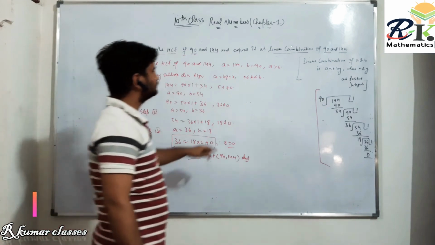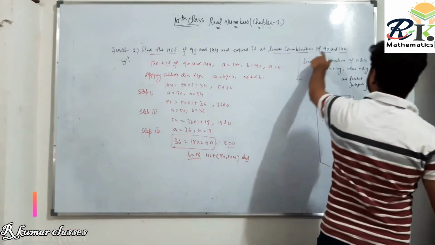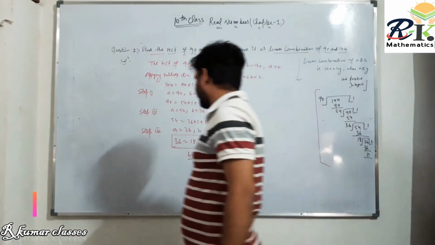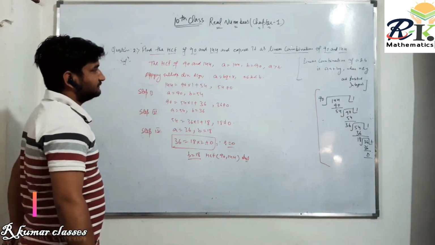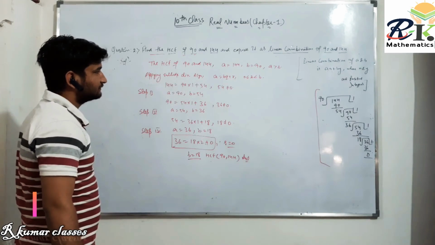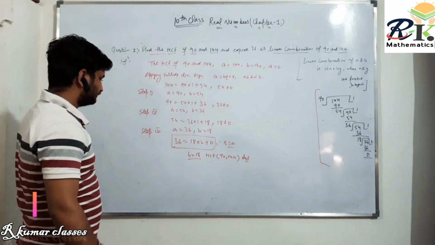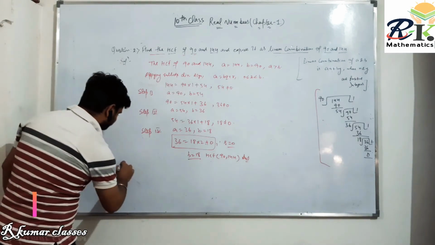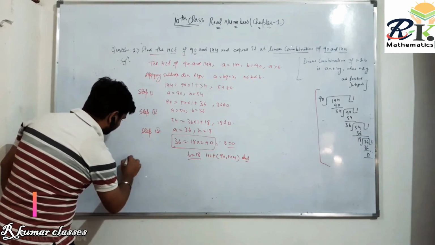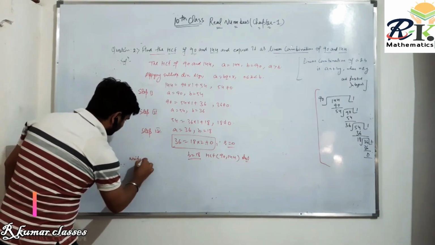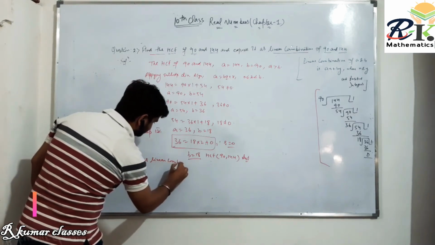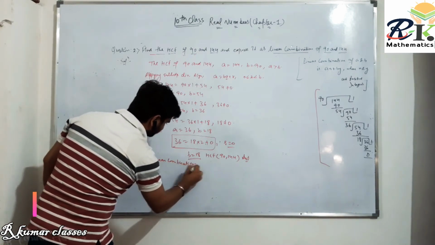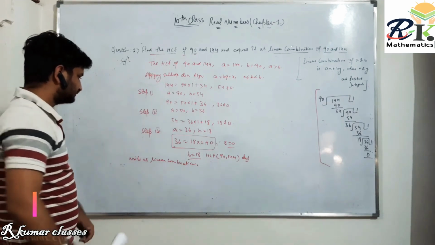And after that we have to express it as a linear combination of 90 and 144. So how do we write this? We have to write it in the form of ax plus by. So a is 144 and b is 90. So we take the HCF as a linear combination. Okay, so linear combination we write. So we take.